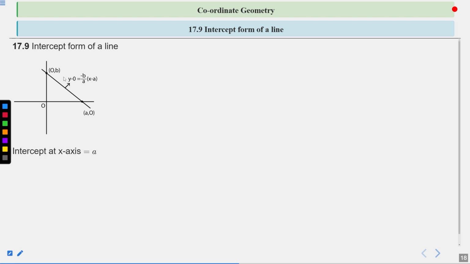So intercept at x-axis equals a, intercept at y-axis equals b. So x upon a plus y upon b equals 1. So minus y upon b equals x upon a minus 1, we can say that. So we get 1 equals x upon a plus y upon b.